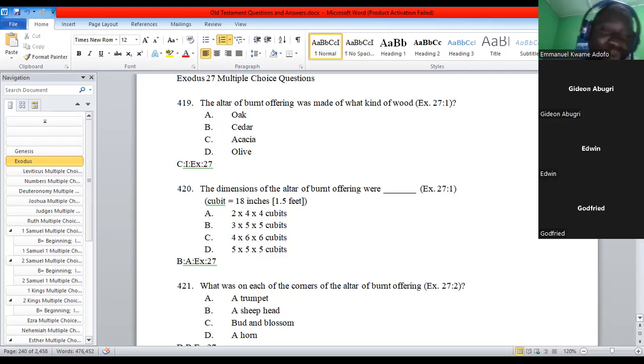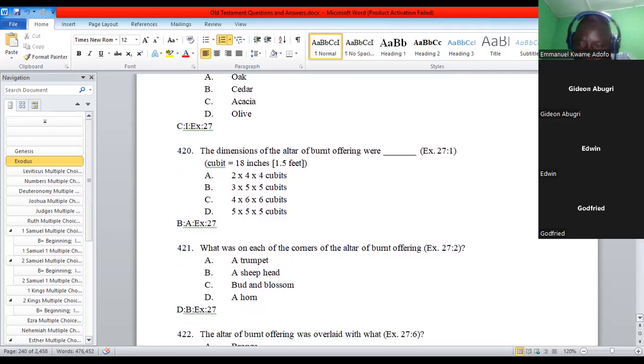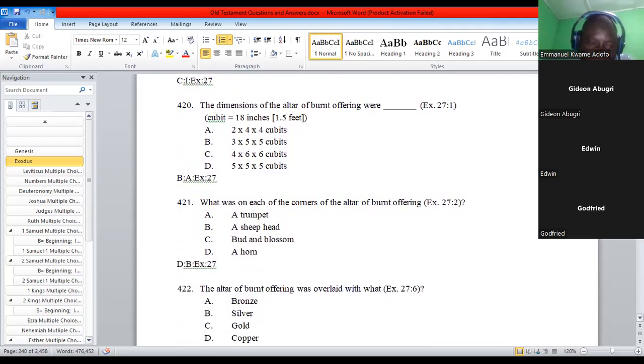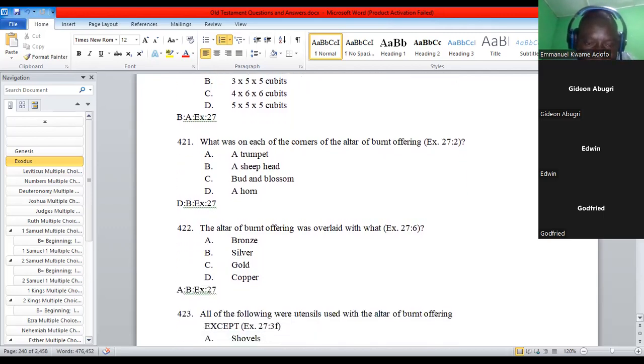What was on each of the corners of the altar of burnt offering? The corners, what was there? A horn. Good. The altar of burnt offering was overlaid with what? According to the verse, bronze. Good.